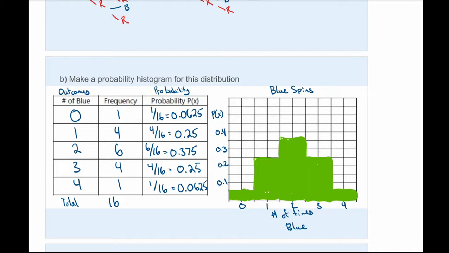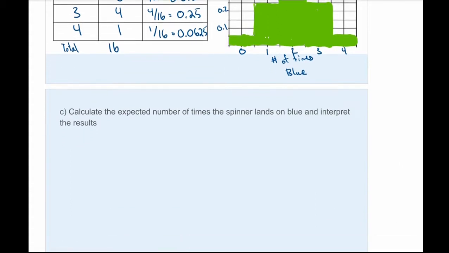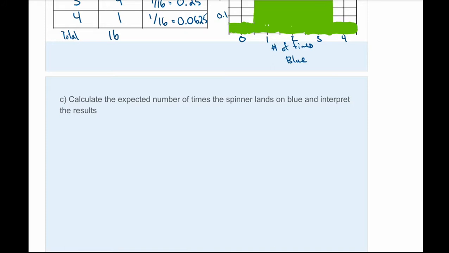So we could look at this and we can look at what we might expect to happen based on the probabilities and so on. But we might want to be specific about this. So let's go through and calculate the expected number of times the spinner lands on blue. So we'll use our simplified formula E(X) equals sigma, or the sum of x times the probability of x. So we're going to add up all the different outcomes multiplied by the probability of it occurring.